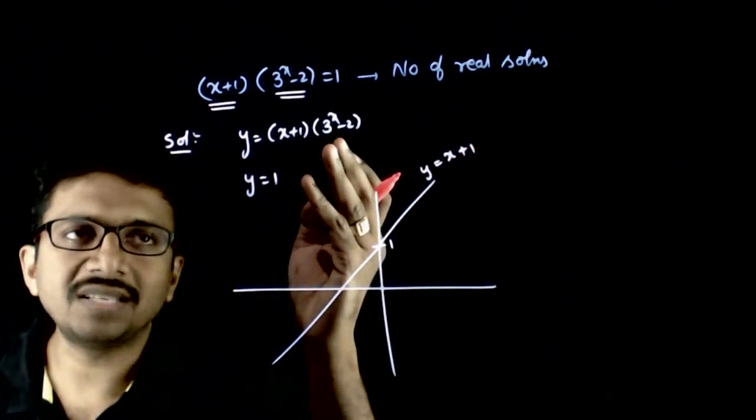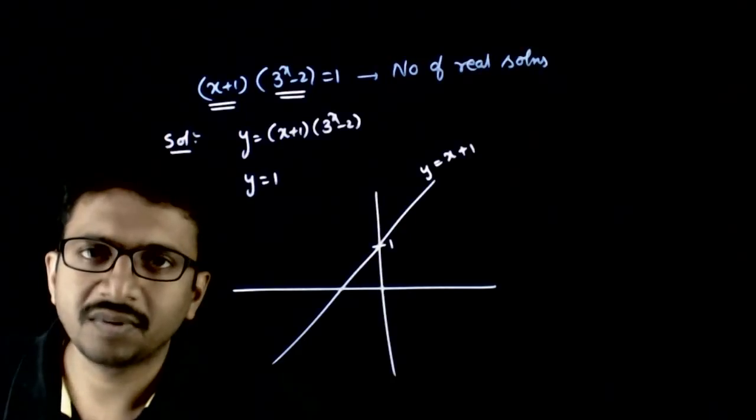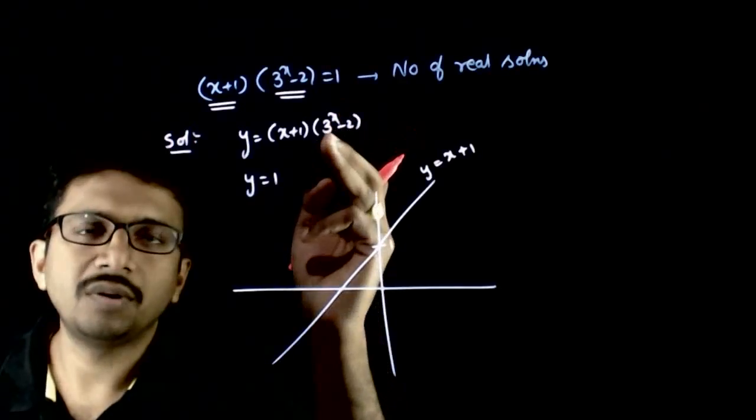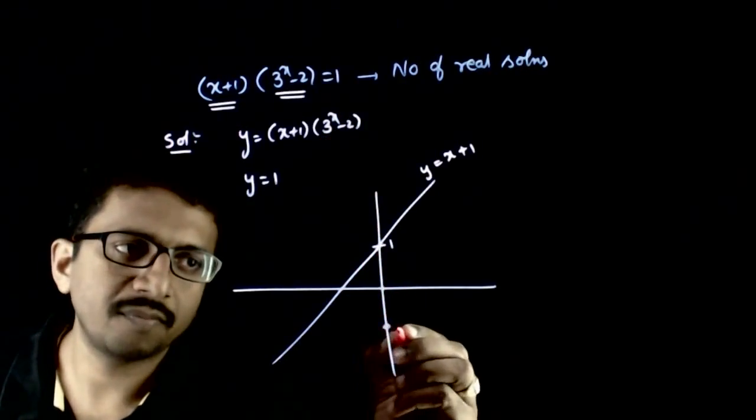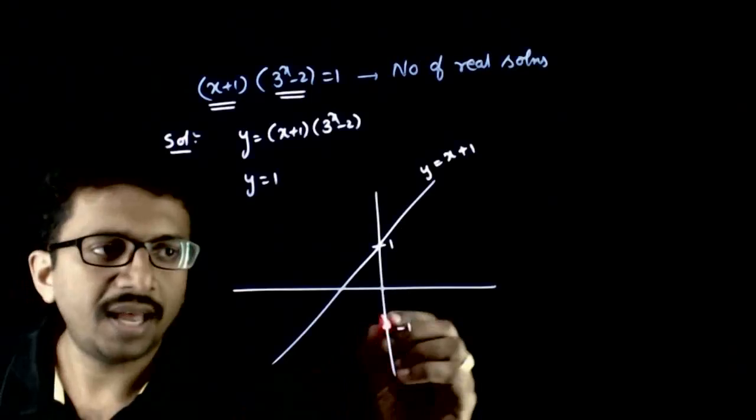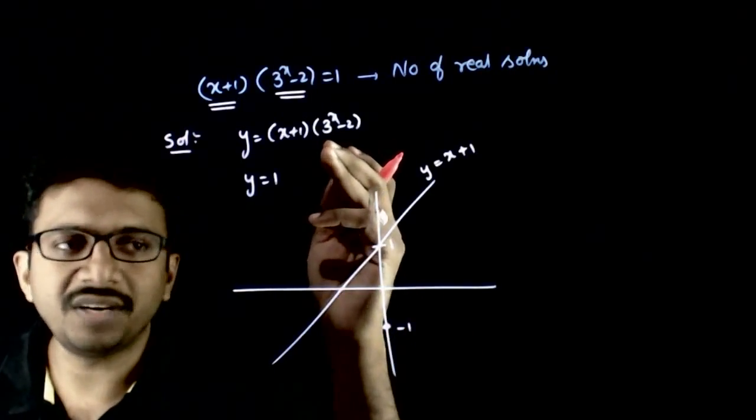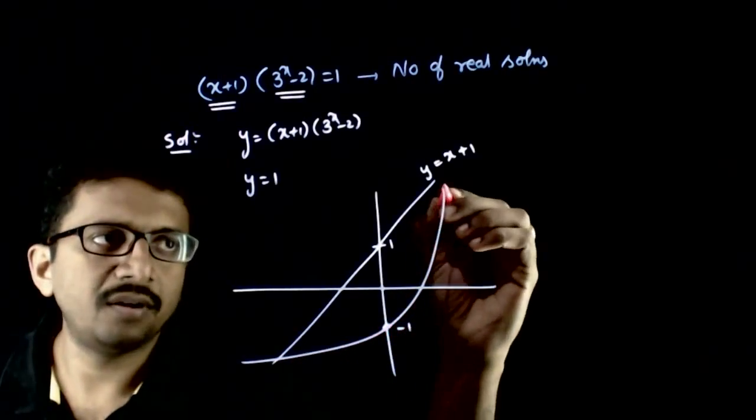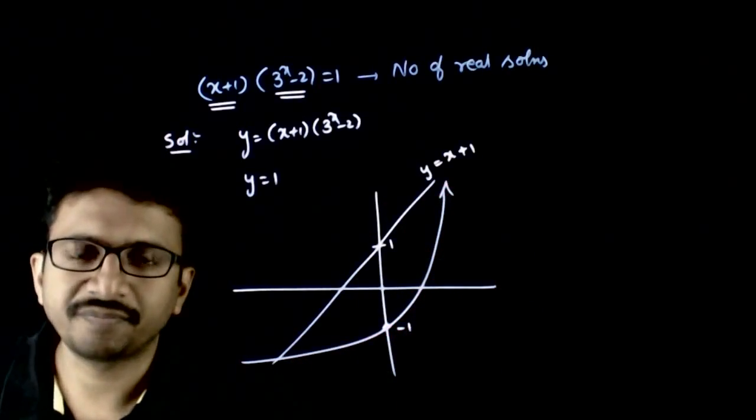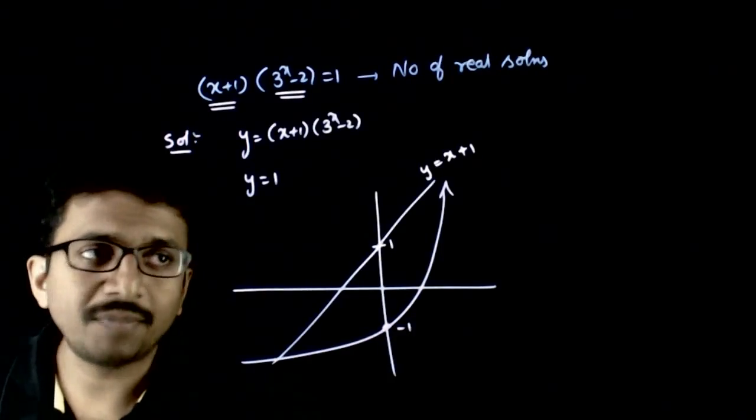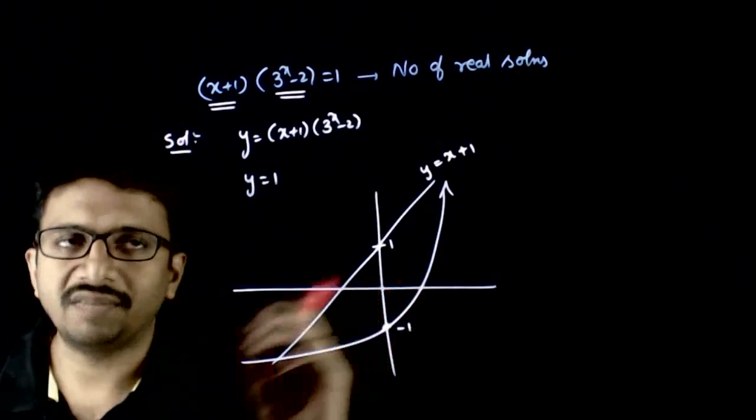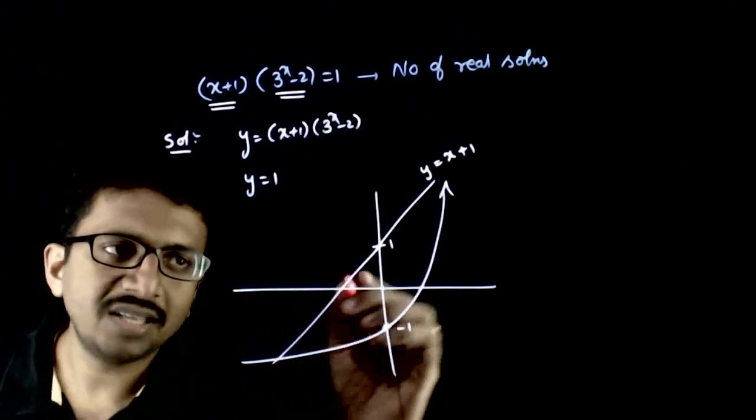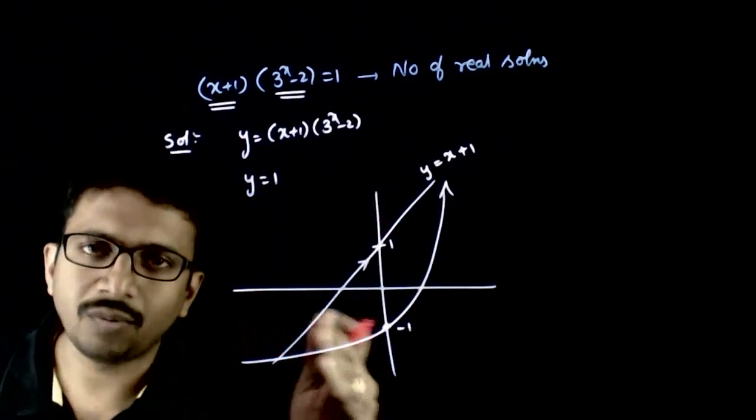And how does the graph of y = 3^x − 2 look? When x is equal to 0, y is equal to −1, and when x goes to minus infinity, y approaches −2. So the graph looks like this. It's an exponential graph. Now what happens when you multiply these two graphs? You can clearly see that this graph is always increasing as we go towards the right.